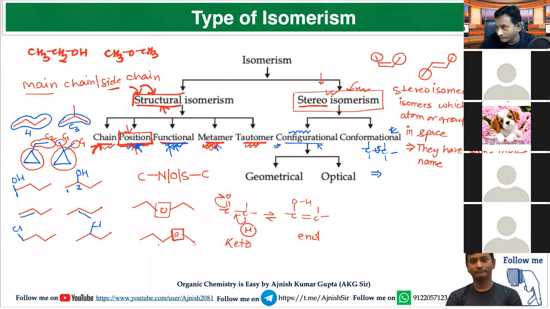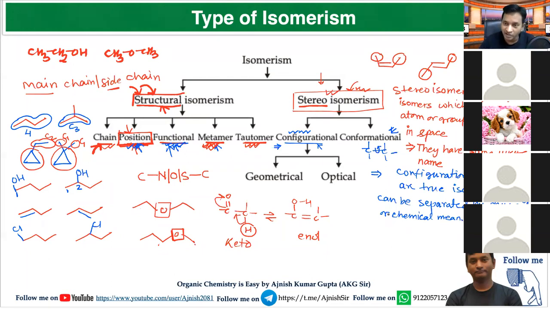So write something below this. Configurational isomers are true isomers, and they can be separated by physical or chemical means. But conformational isomers are not true isomers.